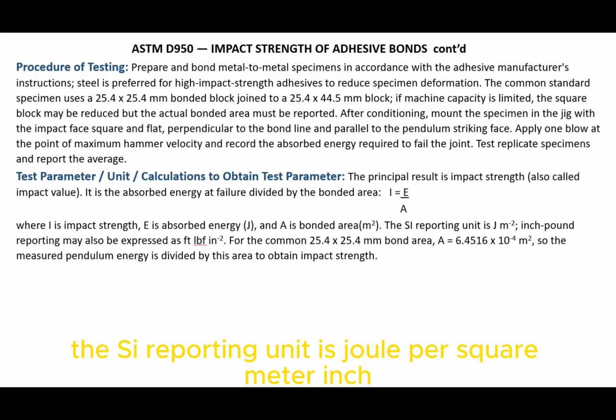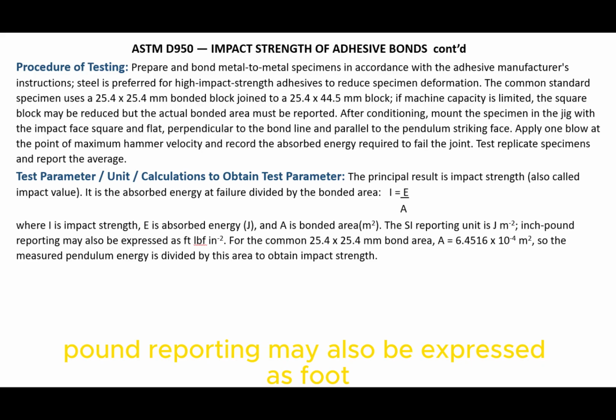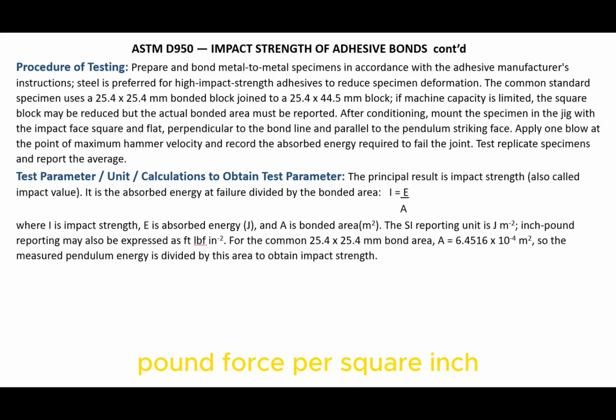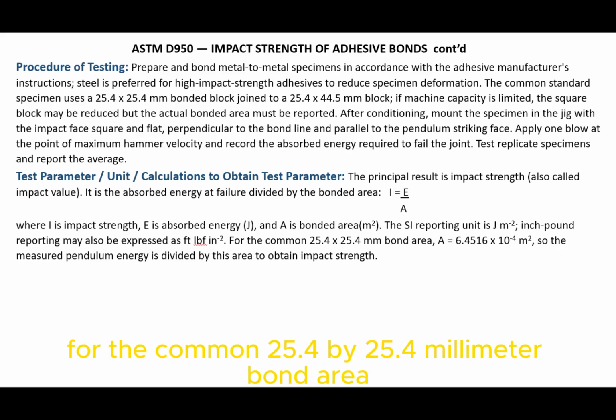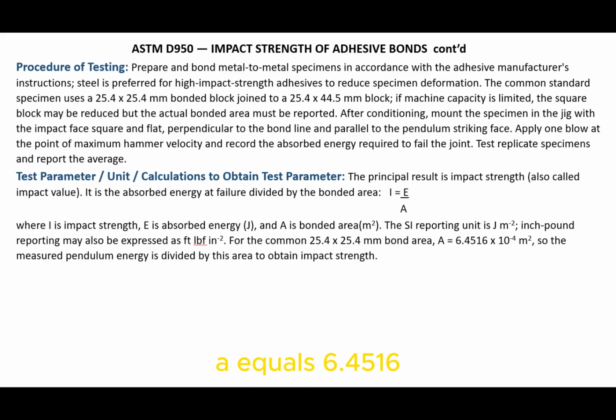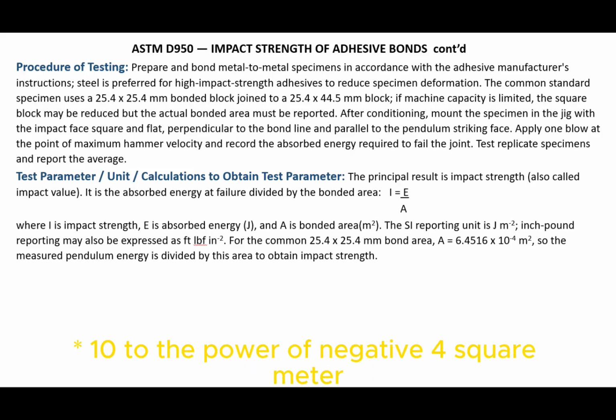The SI reporting unit is joule per square meter. Inch-pound reporting may also be expressed as foot-pound force per square inch. For the common 25.4 by 25.4 mm bond area, A equals 6.4516 times 10 to the power of -4 square meter.